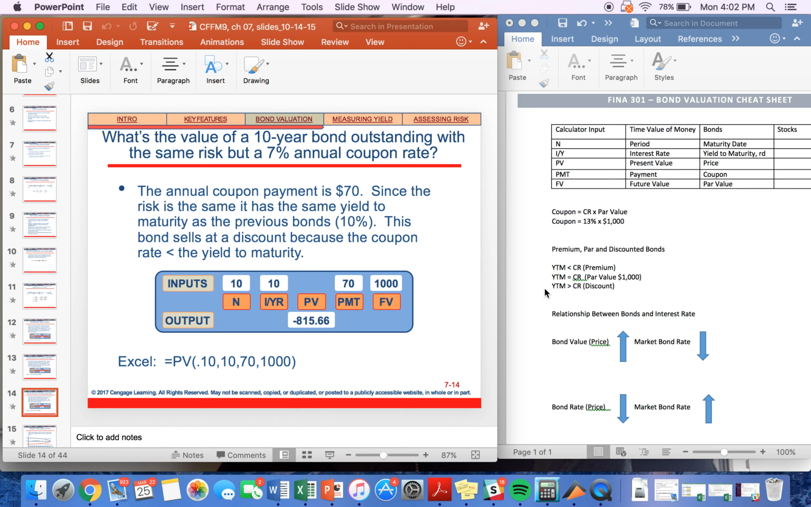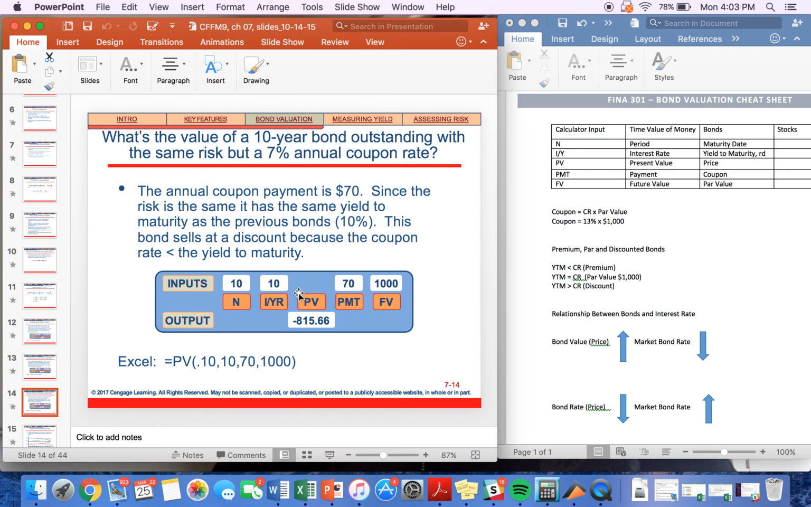So this is where you fact check yourself on these questions. If you plug this into your calculator and you came up with a present value higher than $1,000, you know you got an input wrong somewhere, because we know that this rule holds true: my yield to maturity is greater than my coupon rate, therefore my price will be less than $1,000. So if I plug this into my calculator, and I'll let you plug this one in, my present value comes out at $815.